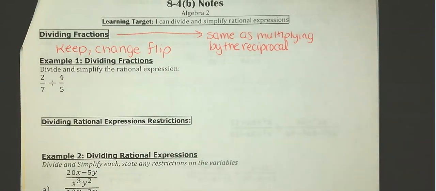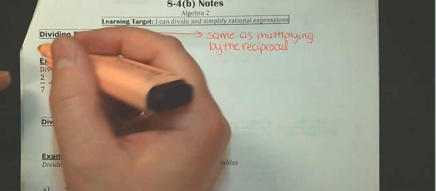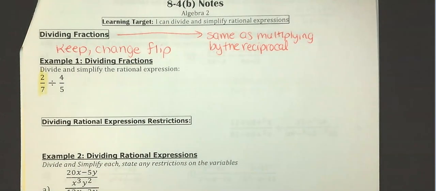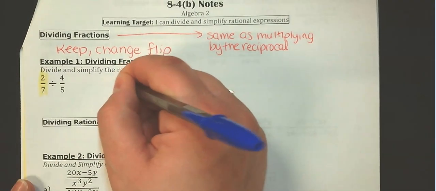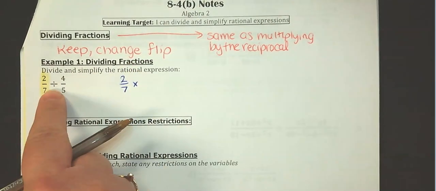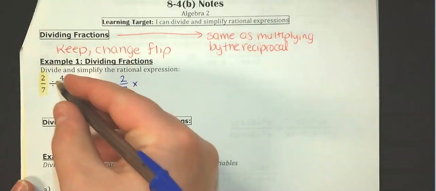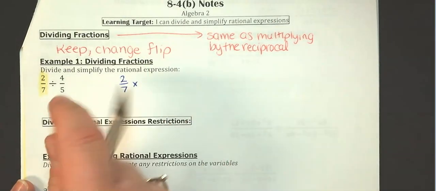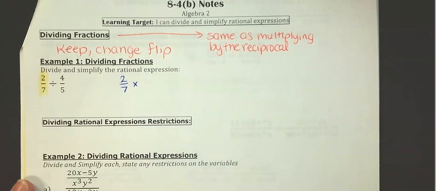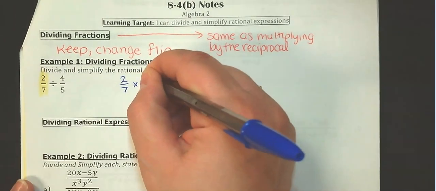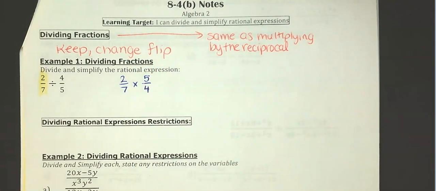So I just have a little example right here below with numbers. I'm taking 2/7 and I'm going to divide that by 4/5. So I'm going to keep the 2/7 the same, and I change the division to multiplication. That's the keep, change part. And then flip gives me the reciprocal of what I was dividing by. So 2/7 divided by 4/5 is the same as 2/7 times 5/4.